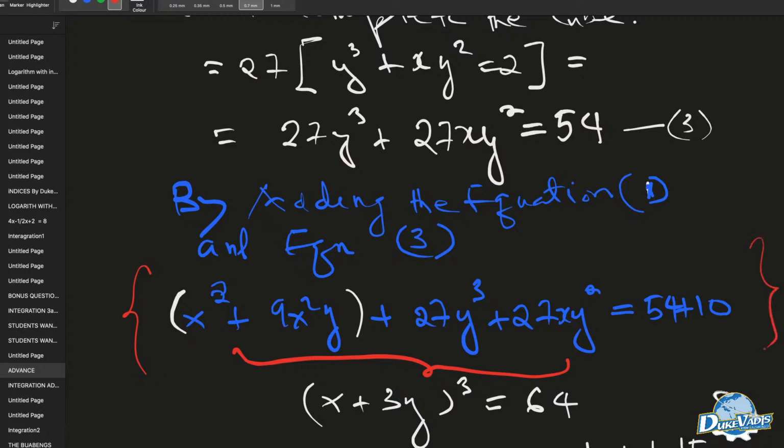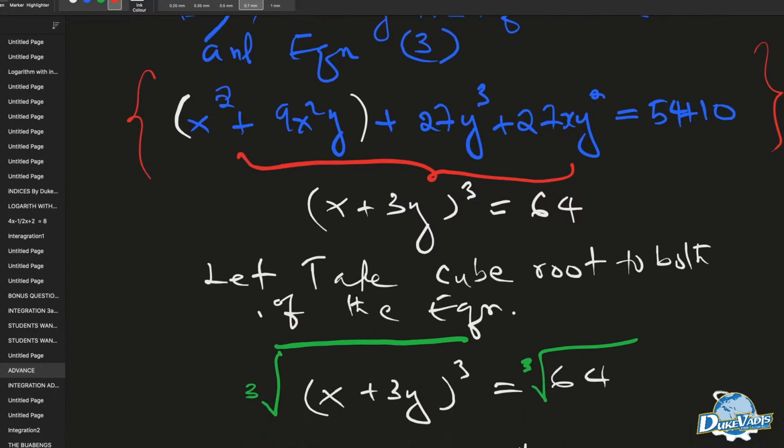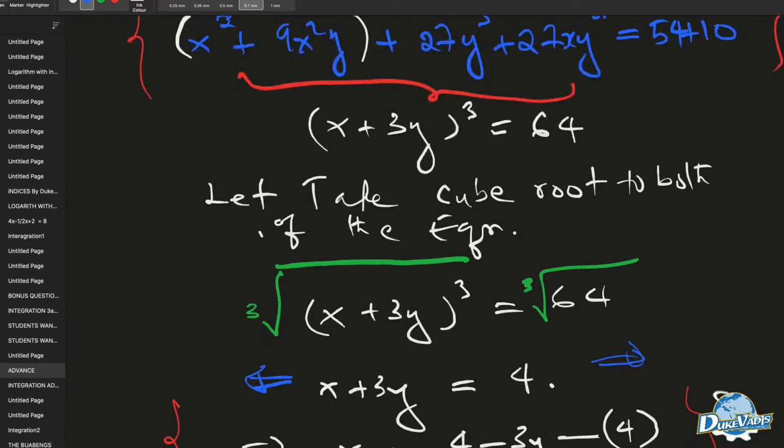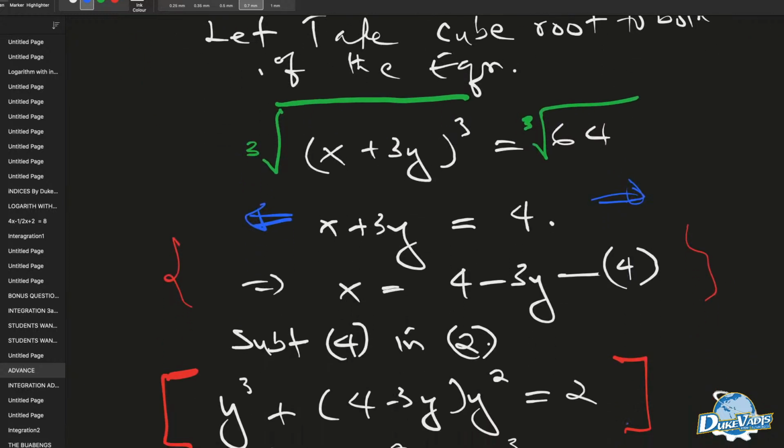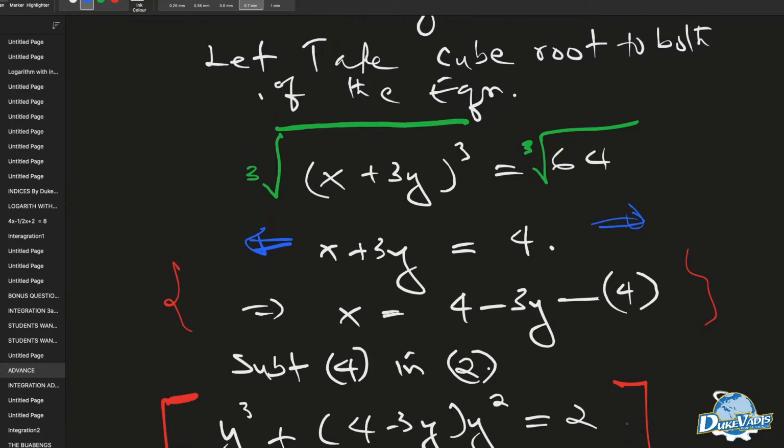By inspection, you see that this is the same as expanding x plus 3y cubed. Then we took the cube root of both sides of the equation, and finally that is where we got to this point that made everything so simple for us, so beautiful. So x plus 3y, then we made x the subject.